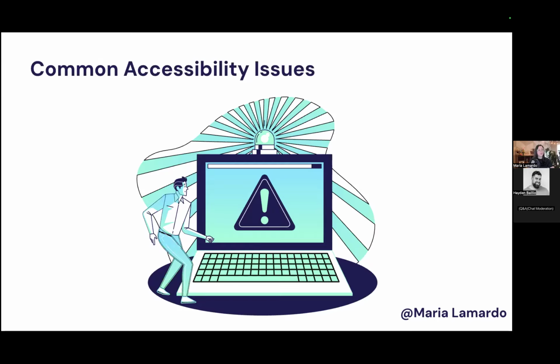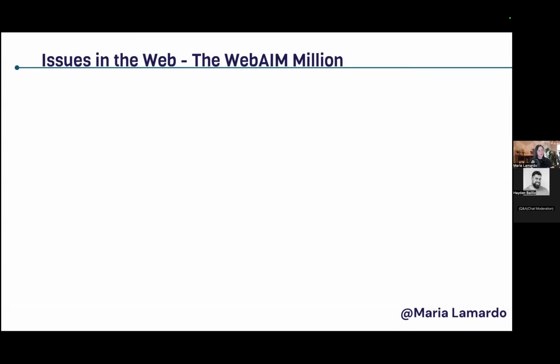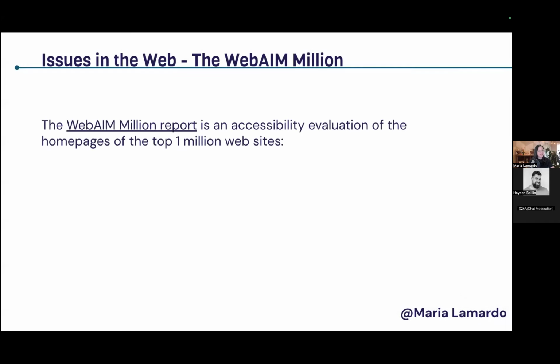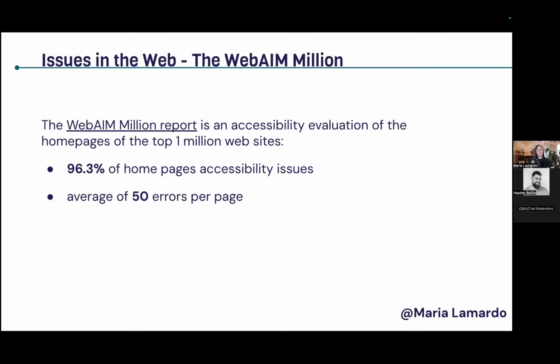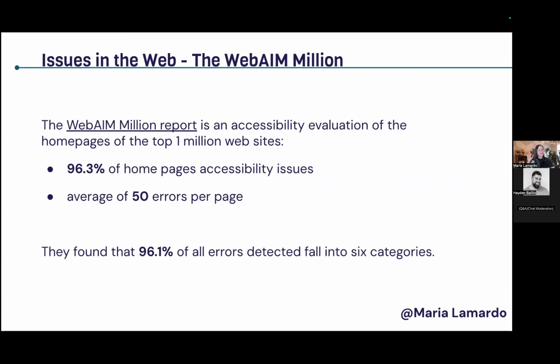Now let's go over some common accessibility issues that people might encounter across the web. Hayden already mentioned this, but there's a handy report from WebAIM. It's called the WebAIM Million report, and it is an accessibility evaluation of the home pages of the top 1 million websites. And they found that around 96% of the home pages have accessibility issues. That is a huge number. And actually, they found an average of 50 accessibility errors per page.